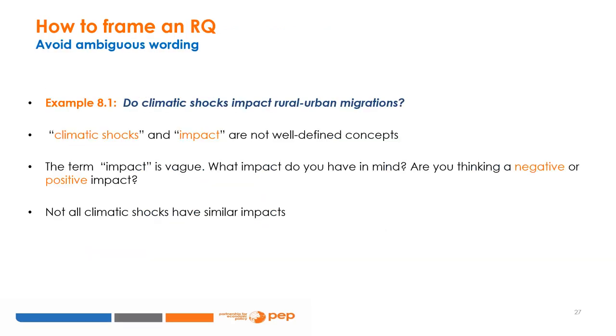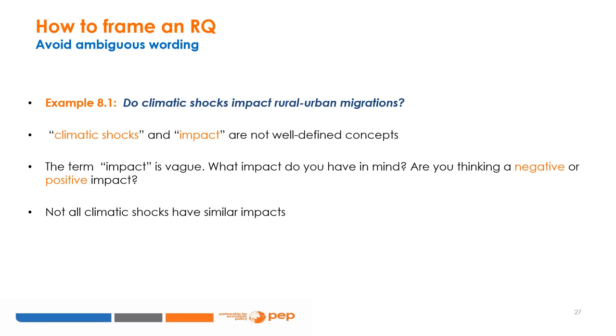Your research question must be clearly stated. To achieve this goal, make sure you avoid using ambiguous words. By that, I mean words that can mean different things. Here is an example of an ambiguous research question. Do climatic shocks impact rural-urban migrations?